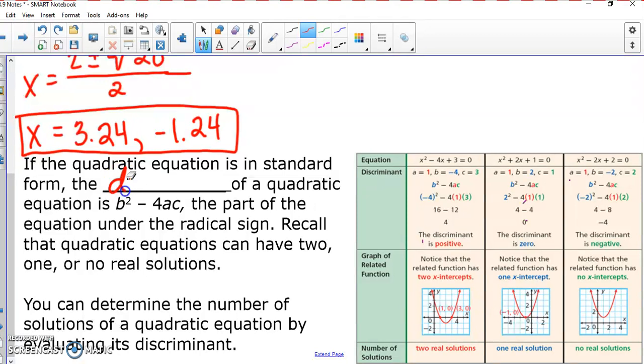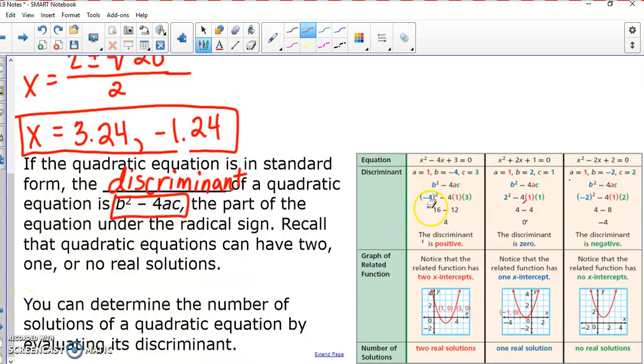And so that is our vocab word here. The discriminant just refers to the b squared minus 4ac part, the part that's under the radical. And we can use that to determine if we're going to have 2, 1, or no real solutions. This goes back to our lesson on square roots, because if you have a square root of a negative number, you won't have any real solutions. And so that's what this little chart is talking about.